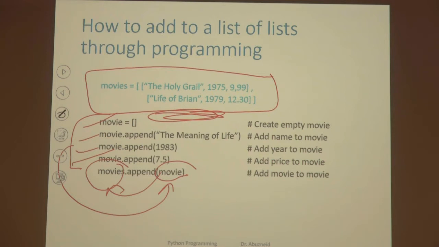Sure. So in here I have movies. How many movies do I have in here? Two. So I need to add another movie. All right, another movie. So how do I add it? I created a variable called movie, which is a list, an empty list.